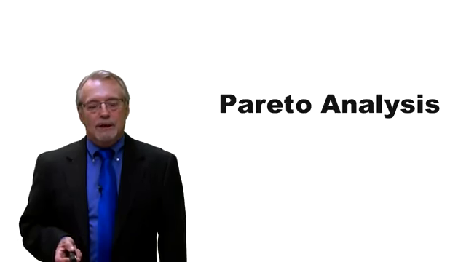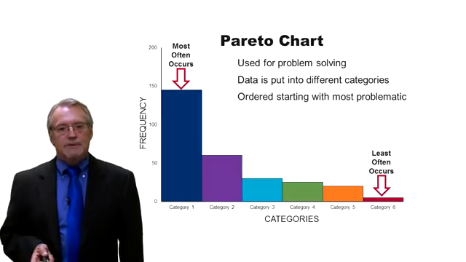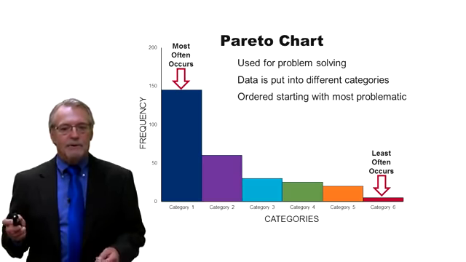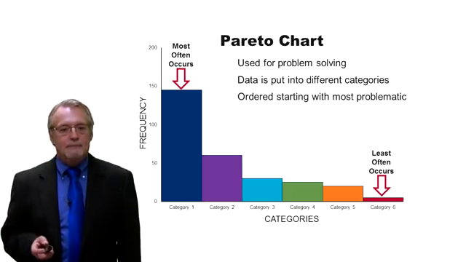So what does a Pareto analysis look like? Looks like one of these things. We have some bars. Tall bar out on the left side and the small bar out on the right side. It's used for problem solving. Data is put into different categories, and then it's ordered starting with the most problematic.